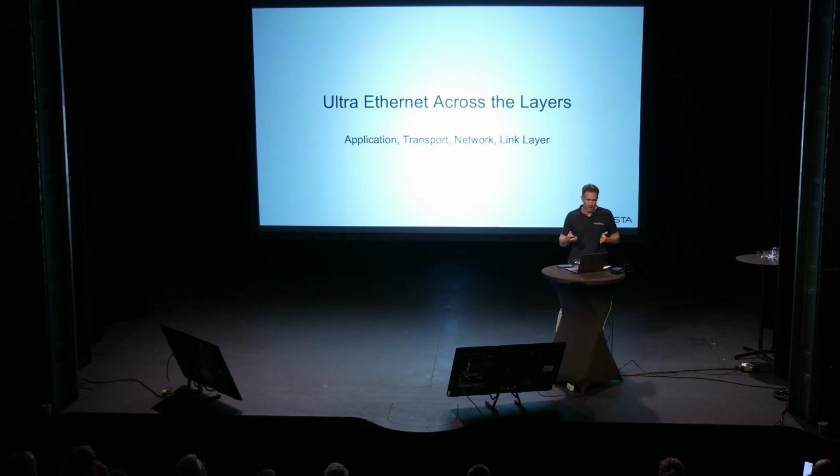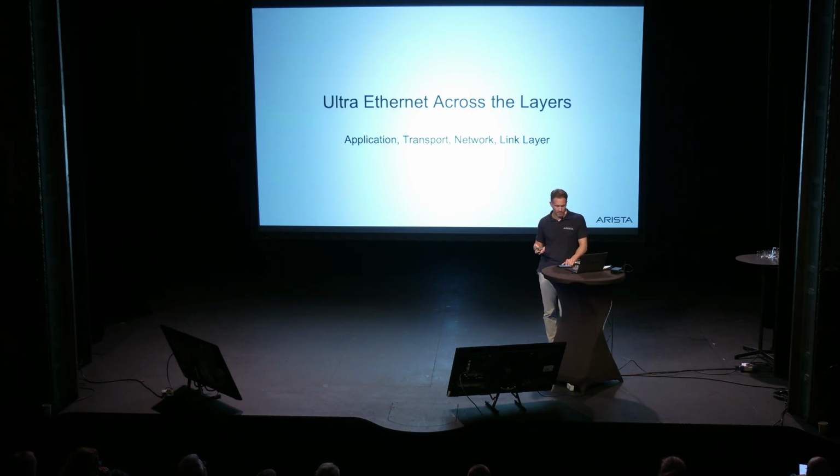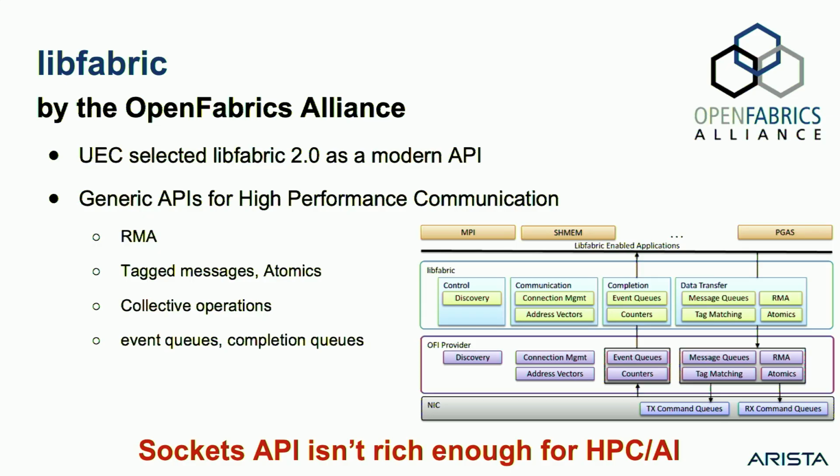And as I said, there are multiple working groups within the Ultra Ethernet Consortium working on different things. The transport protocol is probably the most important part, but the specification includes some other things as well. And plugging into the transport layer from above is the API called libfabric 2.0, which is a modern API that has been developed by the OpenFabrics Alliance. So this is a widely used API for HPC and AI applications. This is not something that the UEC has done. They have selected this API as being part of the Ultra Ethernet stack. And the reason for using this instead of the normal sockets API is that sockets aren't really rich enough for the functionality required for HPC and AI networks.